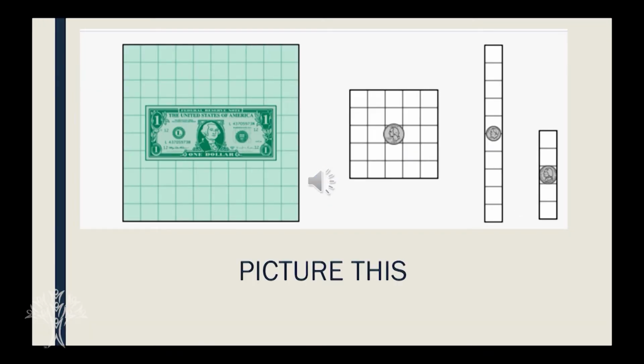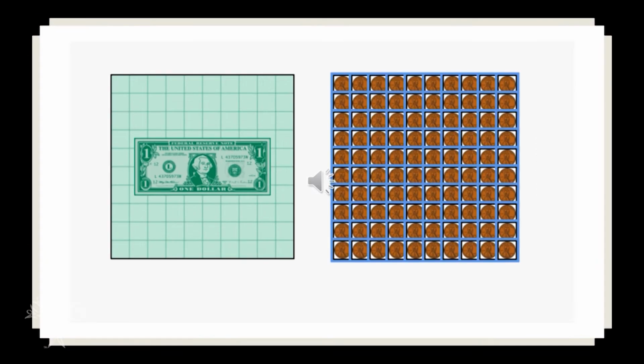You can use what you know about place value to help you figure out the value of different collections of money. You can think about a dollar this way. It would take 100 pennies to cover this dollar. I know this because I see 10 rows of 10 pennies. I know that 10 groups of 10 is 100. A dollar is 100 cents.